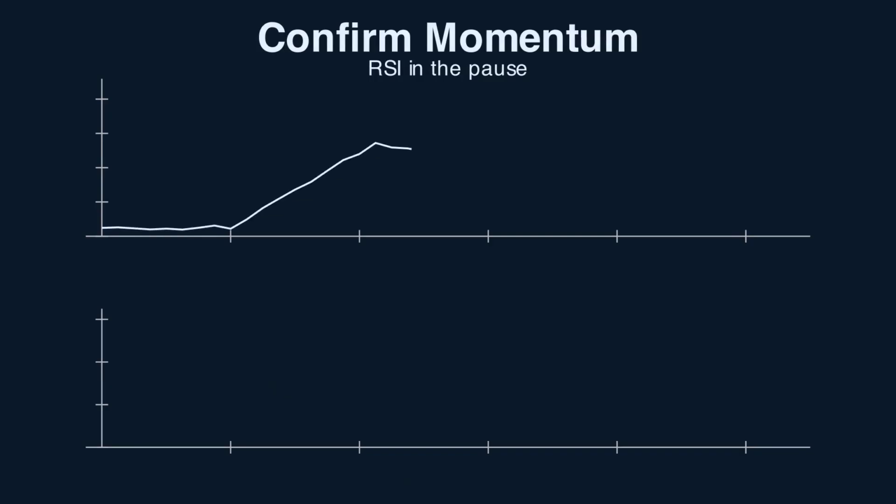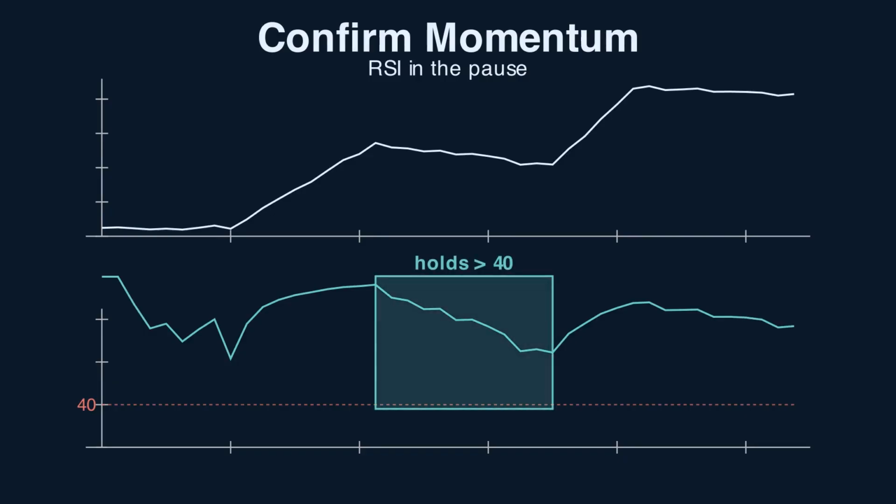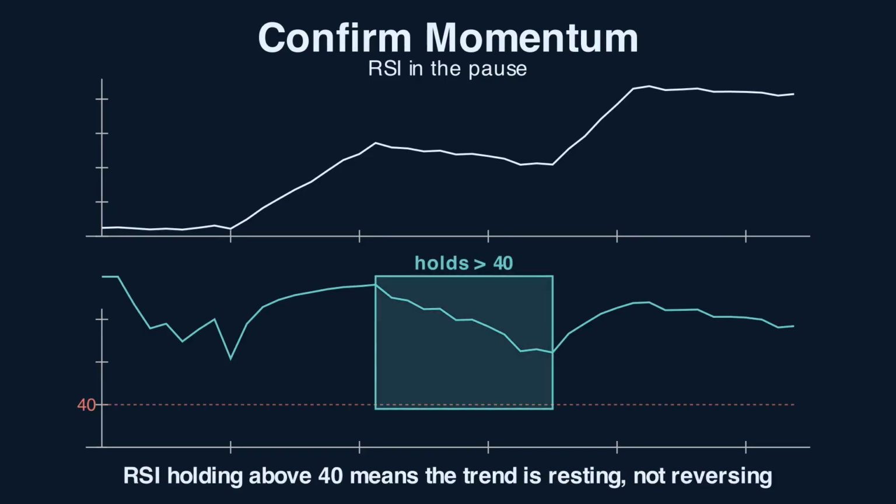Momentum is your third Confluence signal, and the cleanest read is RSI during the pause. In a healthy flag, RSI cools off but holds above 40, the highlighted zone here. That tells you the trend is resting, not reversing. But if RSI rolls under 40 and keeps sliding while price drifts sideways, momentum is genuinely leaving, and that so-called flag is far more likely a top. Same shape on the chart, opposite outcome. Momentum is what tells them apart.